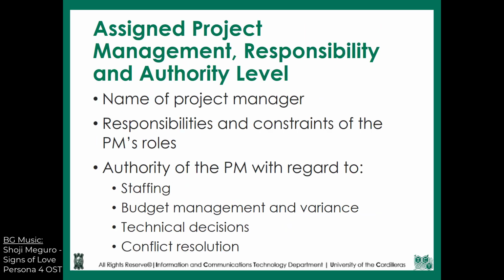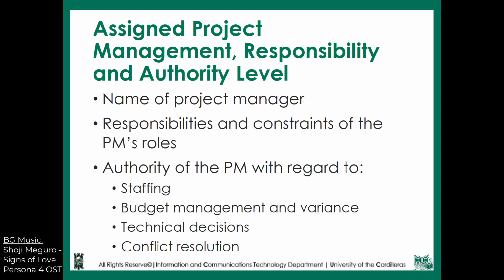Next one is assigned project management, responsibility, and authority level. So this is more for the project manager and determining the responsibilities and constraints. So you're going to have to look into the following. Number 1 is staffing. So what can they do in terms of staffing? Can they hire? Can they fire? Can they reprimand? Can they promote? And all of those things.